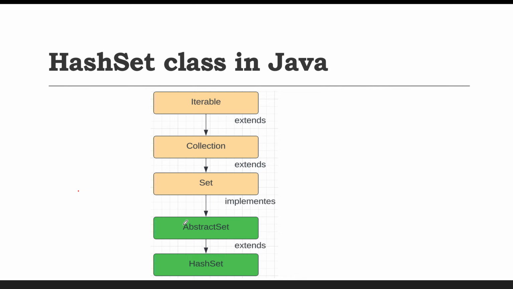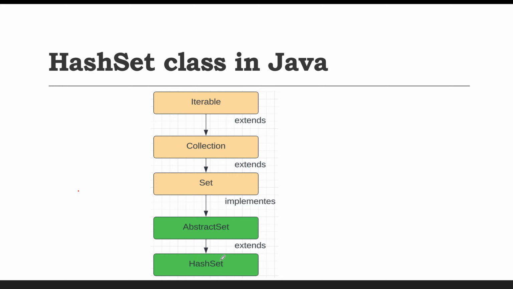This is the abstraction here, and Java has provided a separate abstraction for each collection. Like we have seen in the case of the list, there was abstract list. Similar to that, here it is abstract set.